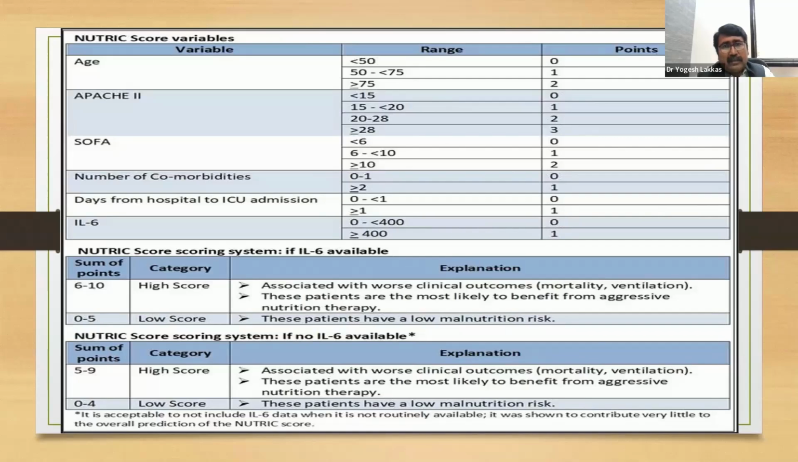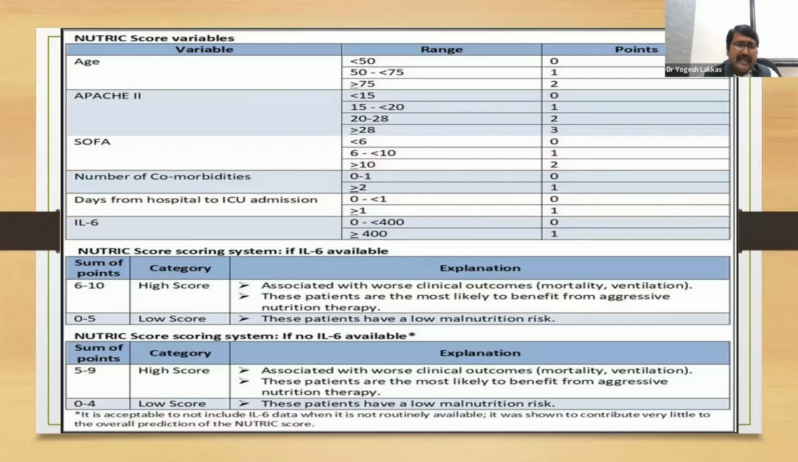Then more than two comorbidities, we'll be giving a score of 1, and we'll be adding that. Then days from the hospital to ICU admission, if that is more than 1 day, that will be giving 1 point for that. Then IL-6 may be in use or may not be in use when it is not available. When it is more than 400, then we'll be giving 1 point for this.